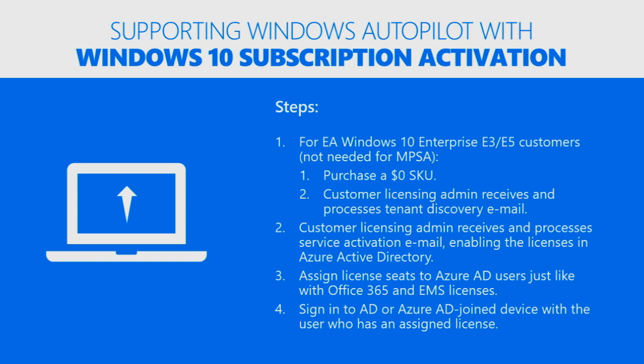But once they've gone through that process, you then end up with a Windows 10 Enterprise E3 or E5 license inside of Azure Active Directory that you can assign to users just like you would do an Office 365 ProPlus license or an EMS license or an Azure Active Directory Premium license, doesn't matter. So you get that in there and then you can assign licenses however you assign licenses for those other things. That can be done using the Office 365 portal. That can be done using the Azure portal. That can be done using PowerShell commands. However you assign licenses, all of those mechanisms will work with these Windows 10 Enterprise licenses as well.